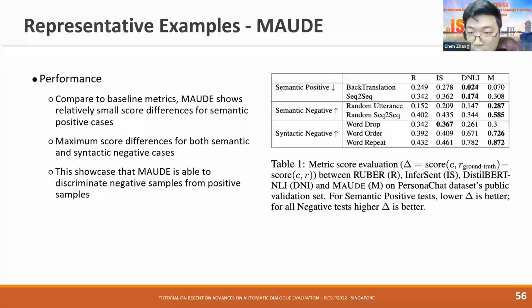For example, for the back translated response or sequence generation, the score difference should not be very large. For the back translation, the MODI score difference is just 0.07, but for the syntactic negative, such as word repeat and word order, the score difference with respect to the original response is large, 0.8. This showcases that it is able to tell the difference between negative samples and positive samples.